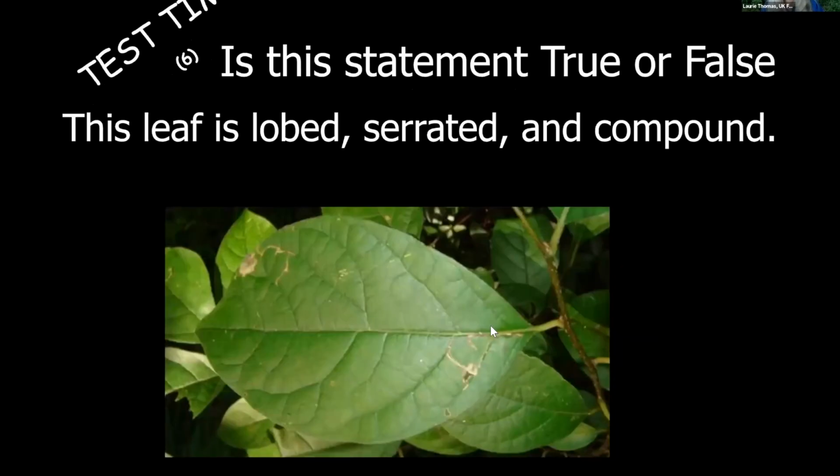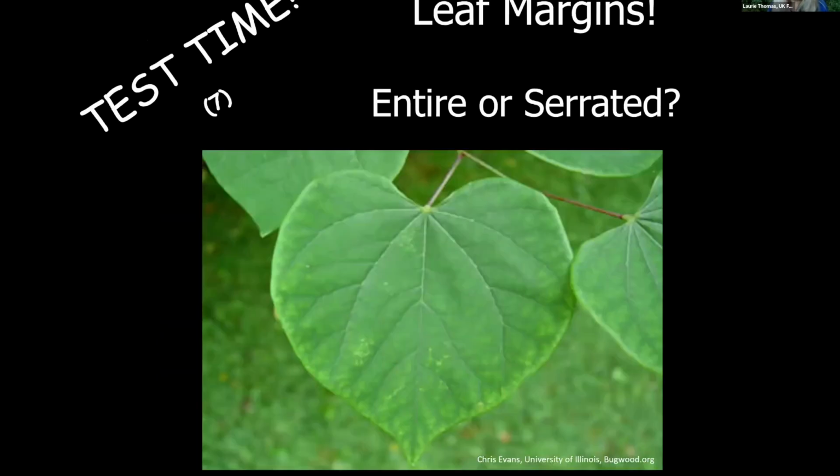All right, is this statement true or false? This leaf is lobed, serrated, and compound. Well, I don't see lobes. The edges look smooth, and there's our bud with one stem and one blade. So this is a false statement. This leaf is simple, it is not lobed, and it has entire margins. Good job. Entire or serrated? Hopefully everybody says entire because it's nice smooth margins.